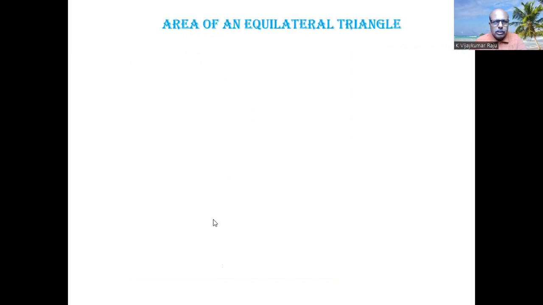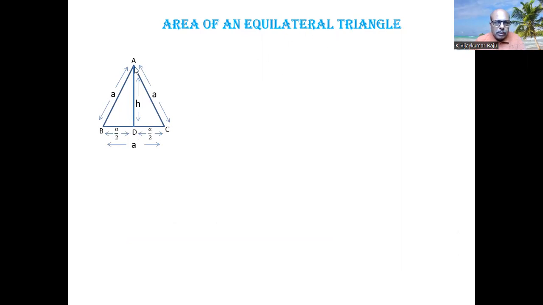Now let us see what is the area of an equilateral triangle. What's an equilateral triangle? A triangle having all three sides of the same length is an equilateral triangle. So now what happens? This is a triangle ABC. The length of the side is A, this is also A, this is also A. All three sides are of the same length, therefore it's an equilateral triangle.